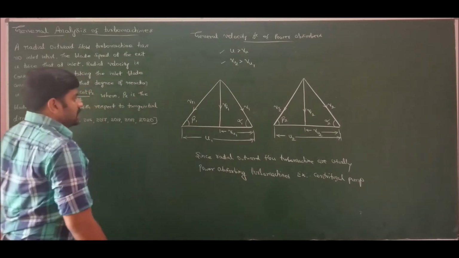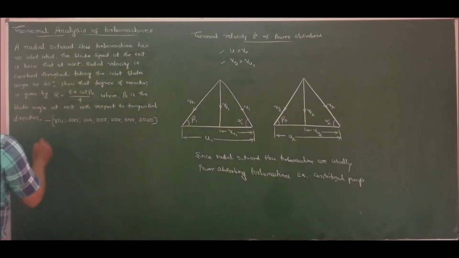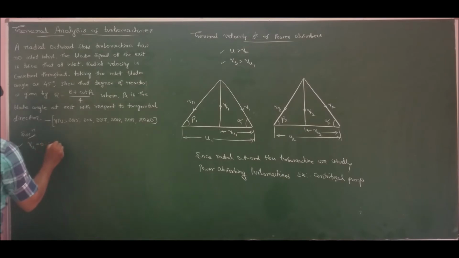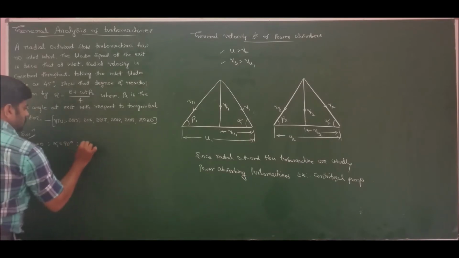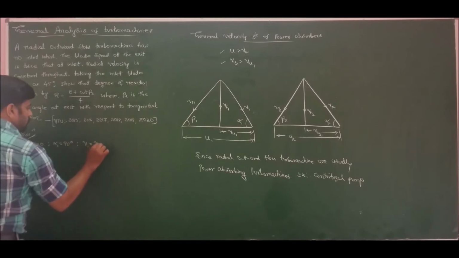So now imposing the conditions given. The first condition is that there is no inlet whirl. So no inlet whirl, the whirl component Vu1 at inlet is equal to 0. If Vu1 is equal to 0, obviously alpha 1 should become 90 degrees. Hence, this will yield one more condition, that is V1 should be equal to Vf1.